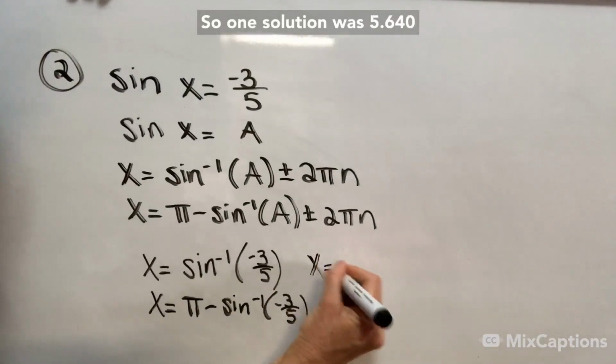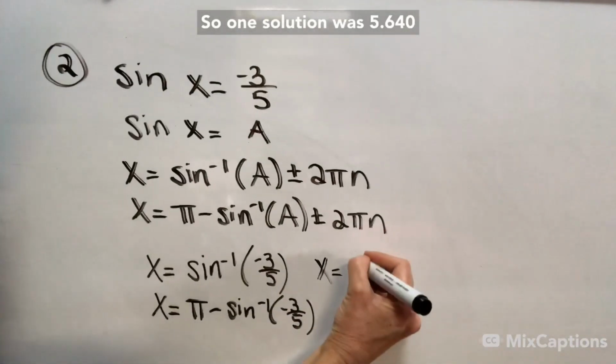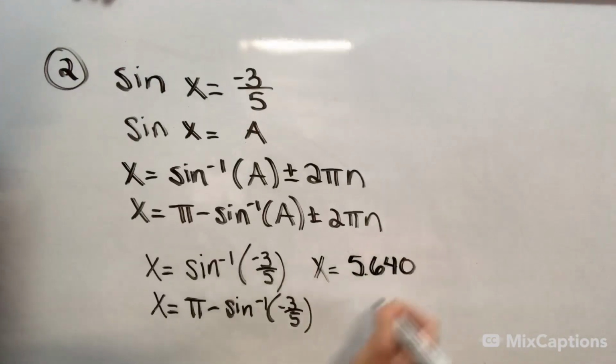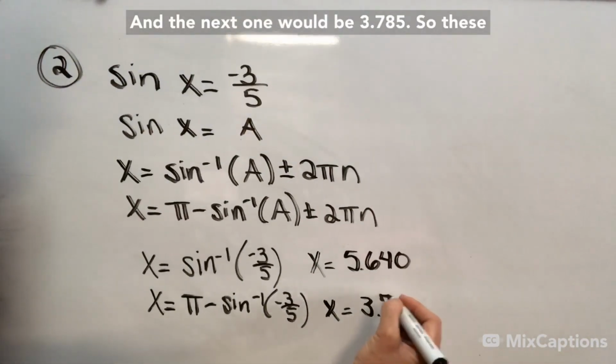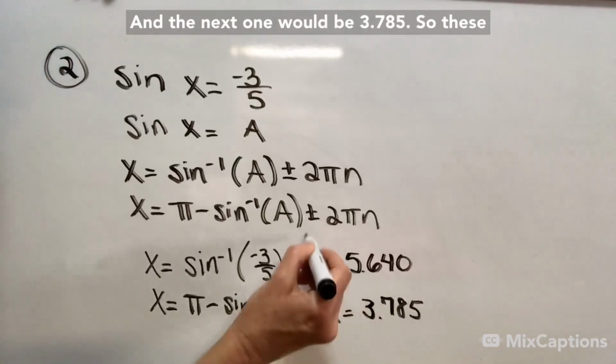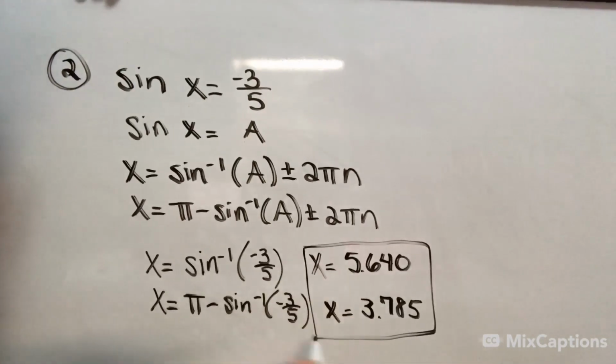So one solution was 5.640, and the next one would be 3.785. So these would be our answers for question 2.